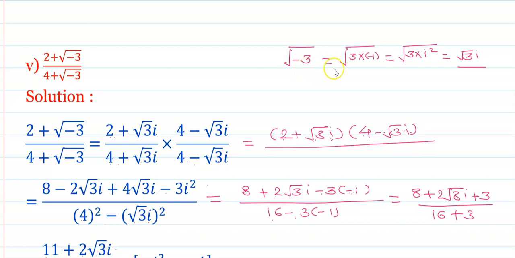Minus root 3i is nothing but root 3i. Okay. Multiplied with the conjugate of the denominator and then simplify.